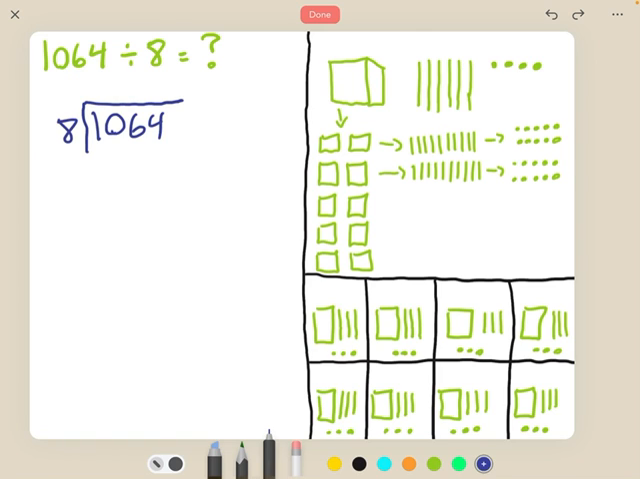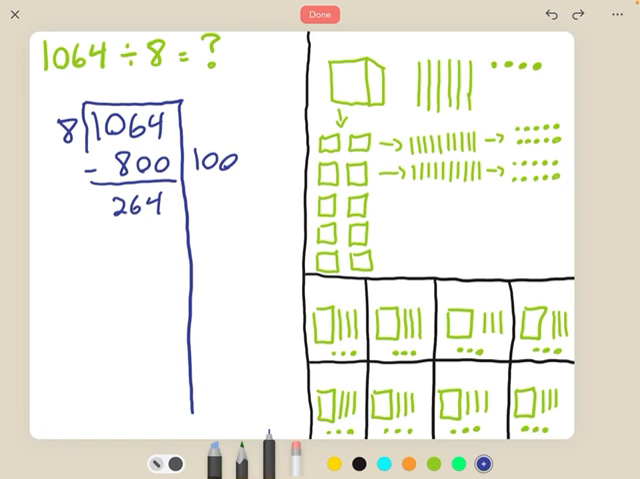And then this is going to look exactly like a long division problem, except we're going to draw this line down the side. So to do this problem, we're going to be finding how many groups of 8 are in 1064. So I'm going to start off with 100 groups of 8, so I'm going to write 100 over here. And then because it's 100 groups of 8, we know that that is 800 total, so I'm going to be subtracting 800 from 1064, which is going to leave me with 264.